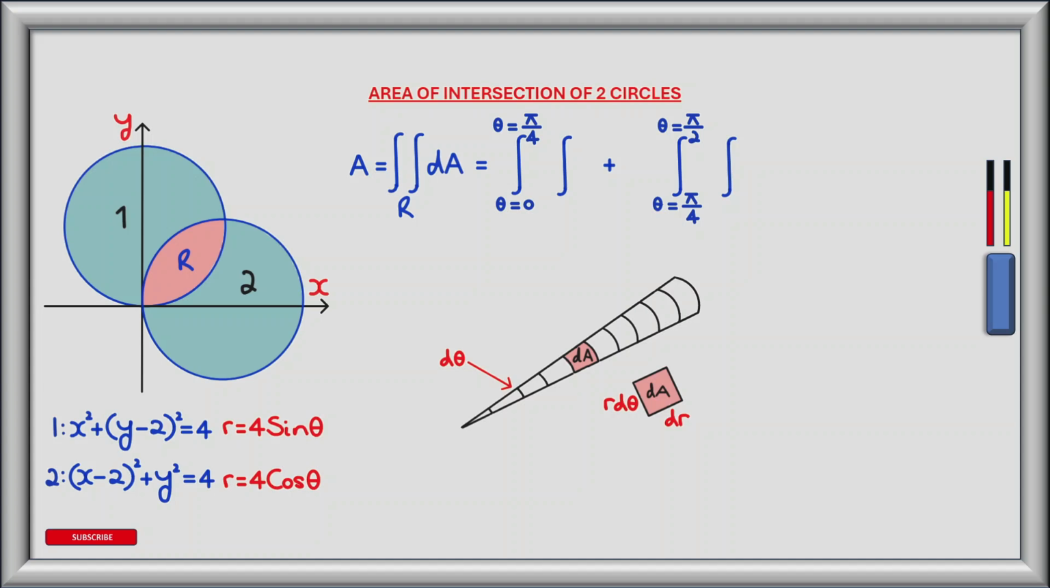The size of each area is the length multiplied by the width. So in this case, dr is the length and r d theta the width. So dA is equal to r dr d theta. To find the total area of the sector, we integrate or sum in the r direction.